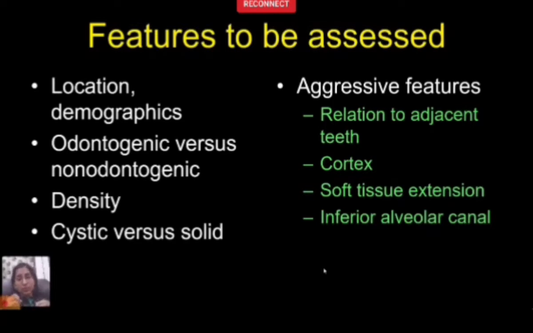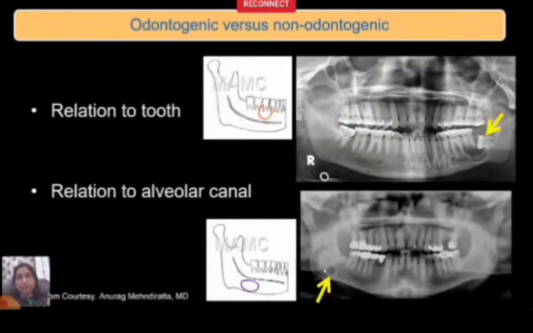Look at any aggressive features if present, and I shall take you through this tour one by one. So beginning with odontogenic vis-a-vis a non-odontogenic lesion. How do you determine that?